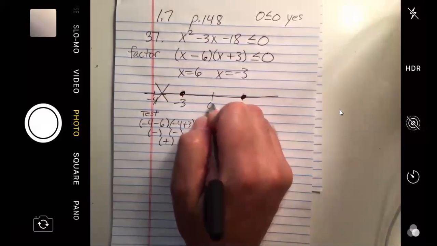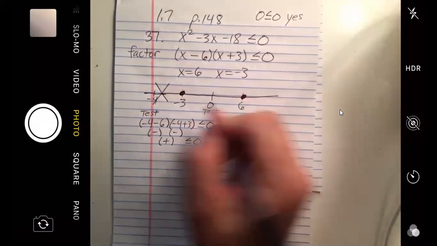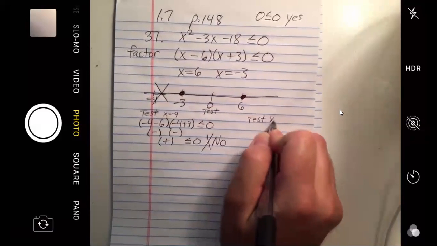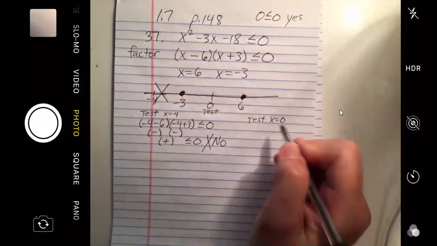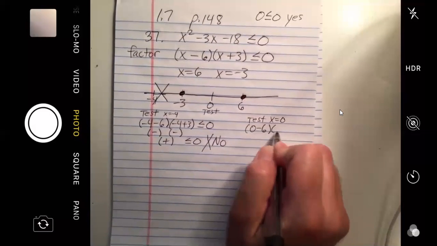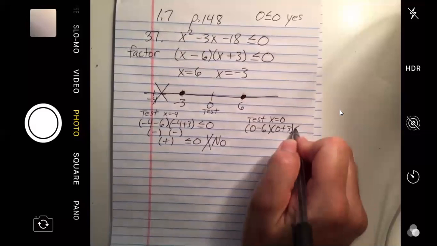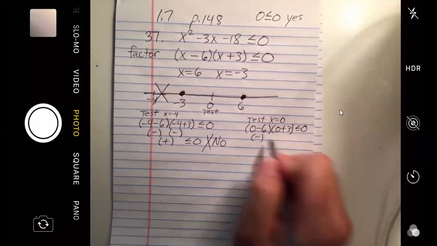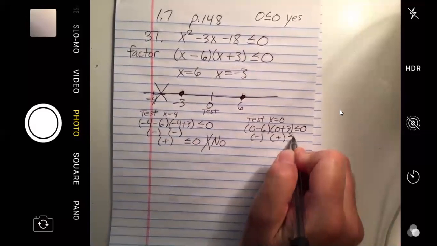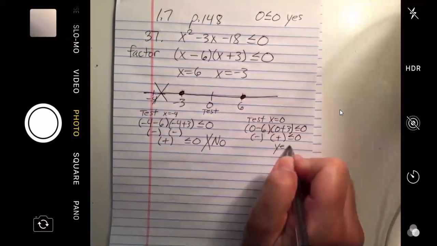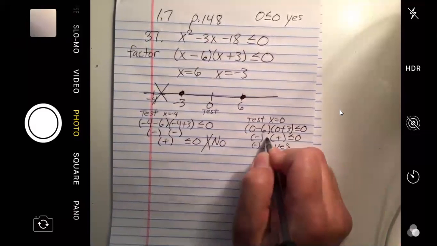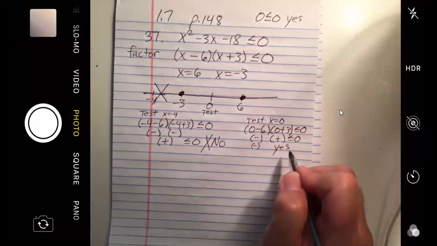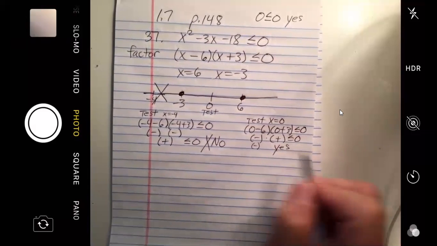Let's test 0. This is testing x equals negative 4. This is testing x equals 0. 0 minus 6, 0 add 3. I hope it's obvious this one actually works. Negative, positive, less than or equal to 0. Yes. This is negative overall. Negatives are less than or equal to 0. Shade into here.